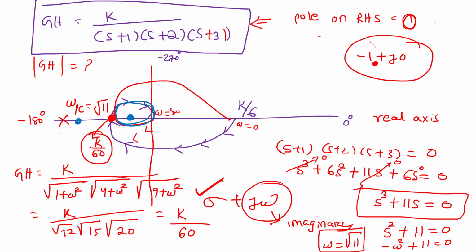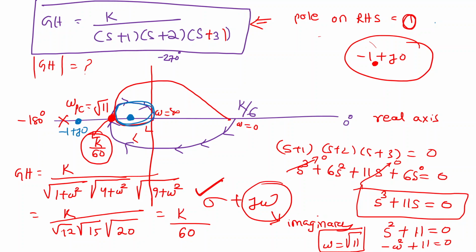Because if you put -1 plus j0 point at the outside, then you are satisfying. How many number of encirclement about -1 plus j0 point now? 0, because it is outside of the loop. Poles on right hand side, in this case, 0.